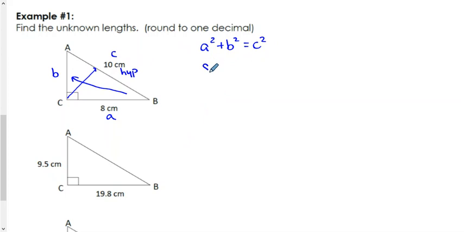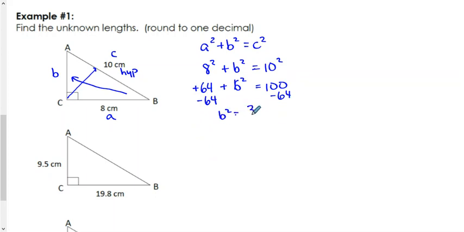So A is 8, so 8 centimeters squared plus B squared equals C squared, so 10 squared. So 8 squared is 64, plus B squared equals 100. Now solving for B squared, we need to get rid of this 64, so minus 64 from both sides, and I get b squared equals 36.